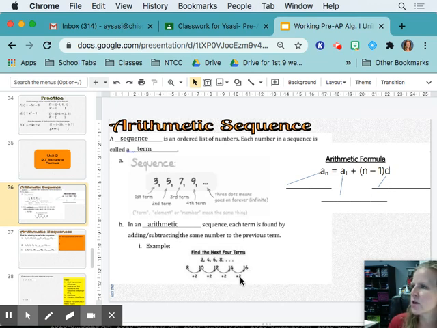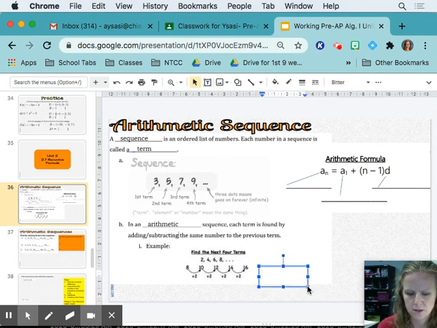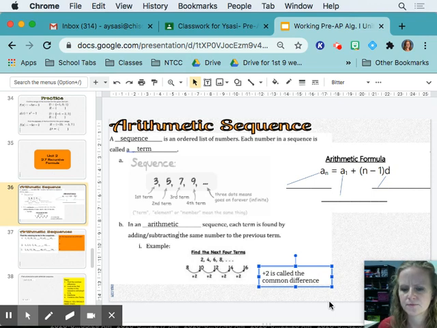That 2 is called your common difference. Or, yeah, I think that's what it's called. So let's write that here. It is called the common difference. So if it was a minus, it'd be a subtract 2.